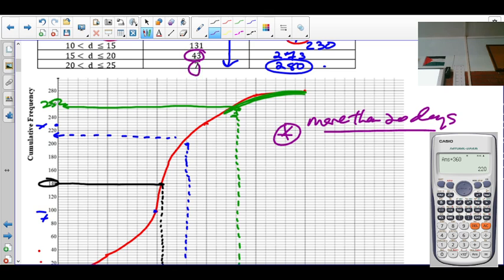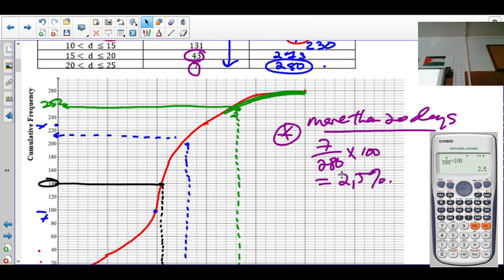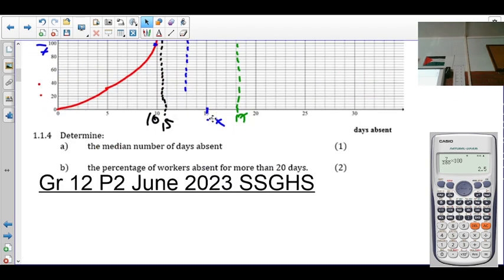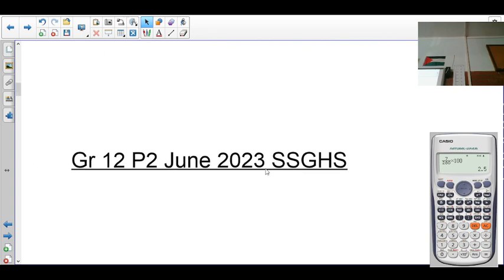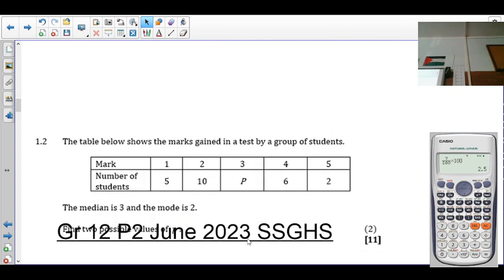So more than 20 is 7. So it's going to be 7 over 280, and I multiply that answer by 100. So 7 over 280 times 100. That's going to give you 2.5%. Okay. That's 2.5% of people are absent for more than 20 days for the year. Okay. Let's go to the next one.